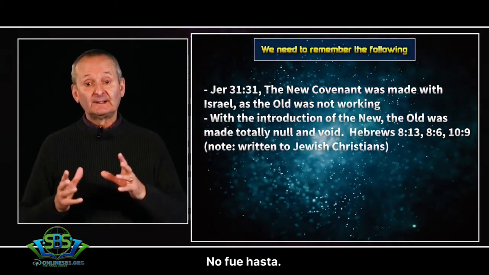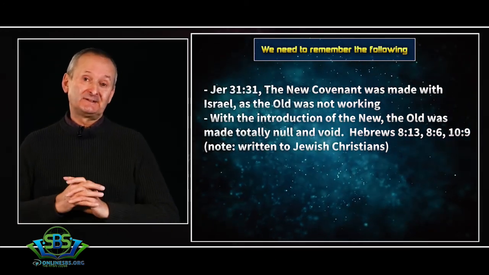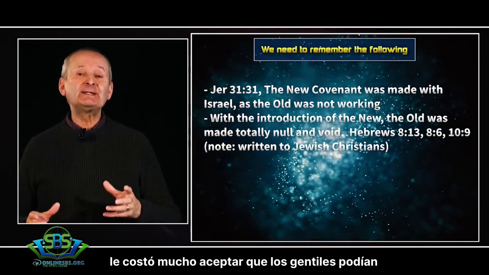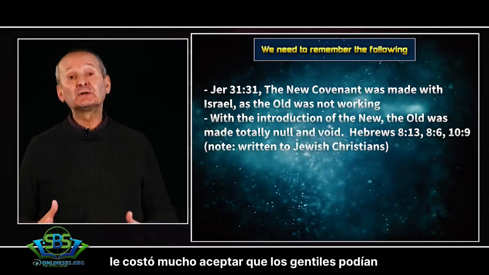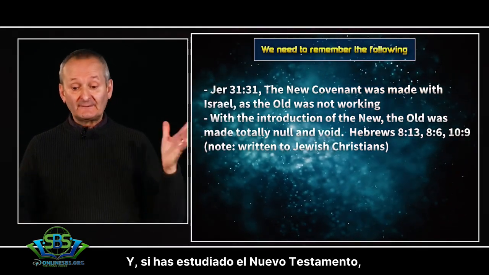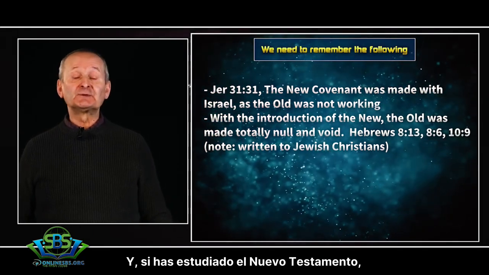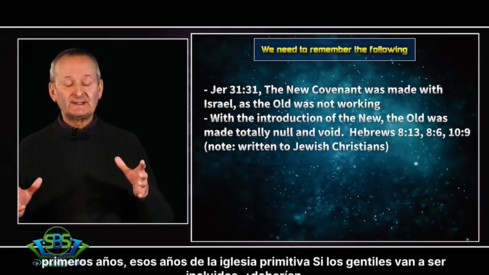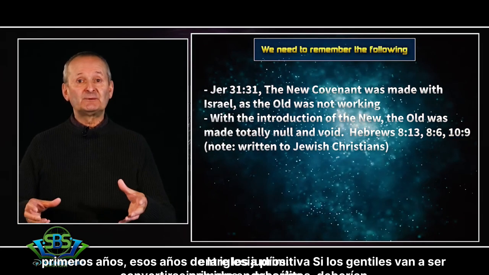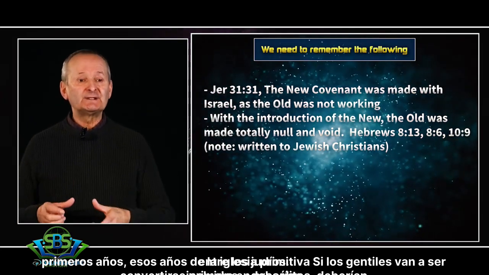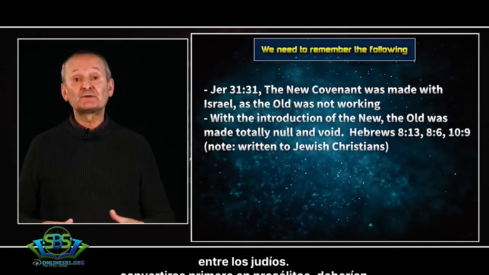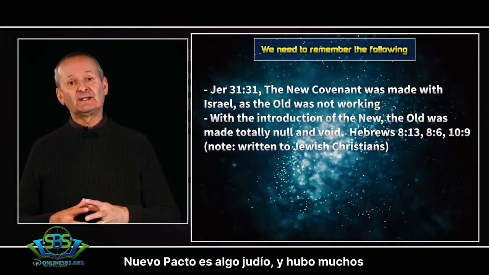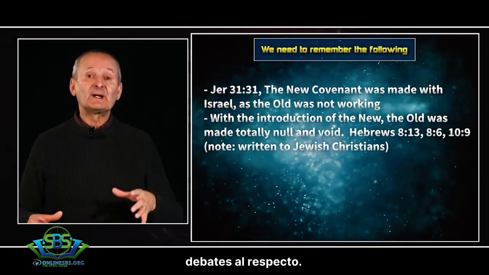It wasn't until chapter 10, you remember in Acts, the Cornelius stories, where it took a lot for Peter to accept that Gentiles could be included in this group. And then if you've studied the New Testament, you'll know the big discussions in those early years of the early church among the Jewish people. If Gentiles are going to be included, should they become proselytes first? Should they become Jews first? Because the new covenant is a Jewish thing. And there were lots of debates about that.